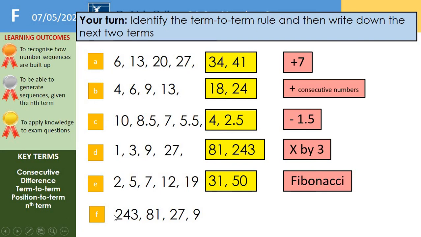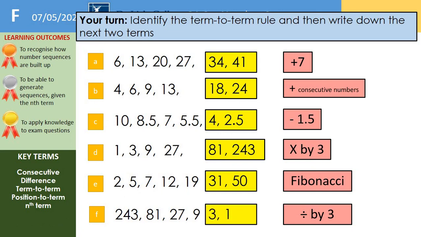And then here we can see that again our sequence is decreasing, so it's going to be a subtraction, okay, or it's going to be a division. We can probably see it's not a constant subtraction. What we're actually doing is we're dividing by 3 each time, so our next ones are 3 and 1. And please mark your work. If you need to make any corrections or put any things in you weren't quite sure about, please do that now.